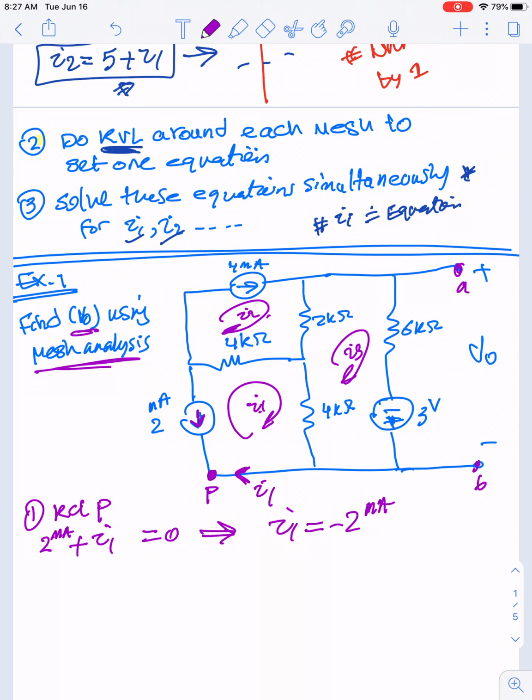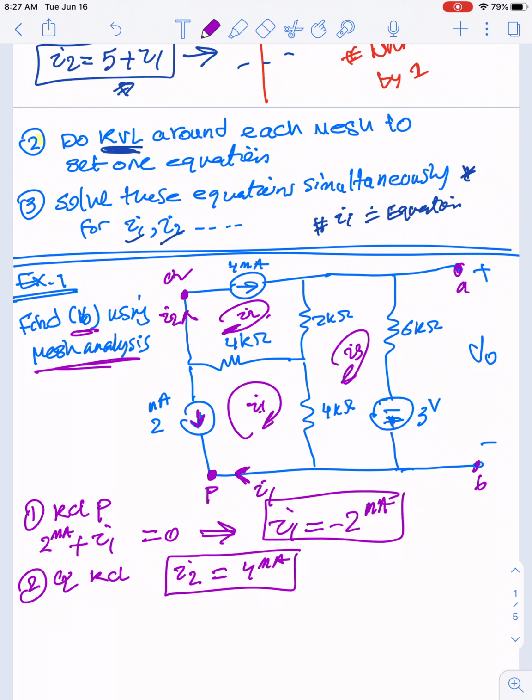What about I2? We will be able to find I2 directly. However, I really prefer to do KCL around, let's say, Q. So Q, KCL. I2 is also going clockwise, so it means I2 is going into the node, and the 4 milliamperes is going out. So flow in, I2, is equal to flow out, so 4 milliamperes.